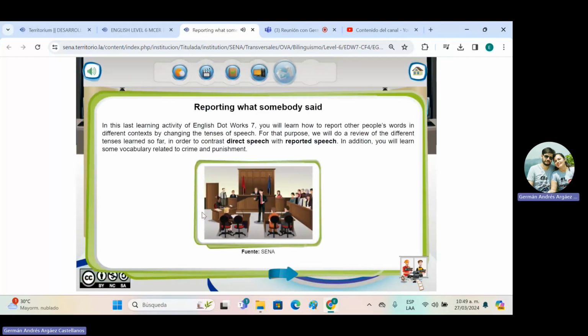Reporting what somebody said. In this last learning activity of English.work 7, you will learn how to report other people's words in different contexts by changing the tense of speech. For that purpose, we will do a review of the different tenses learned so far in order to contrast direct speech with reported speech. In addition, you will learn some vocabulary related to crime and punishment.